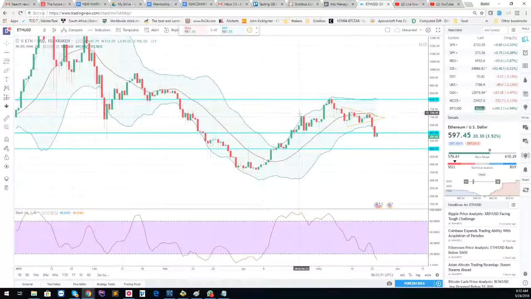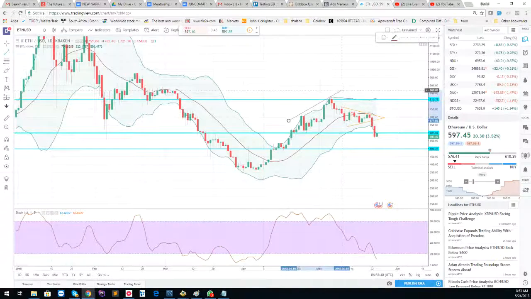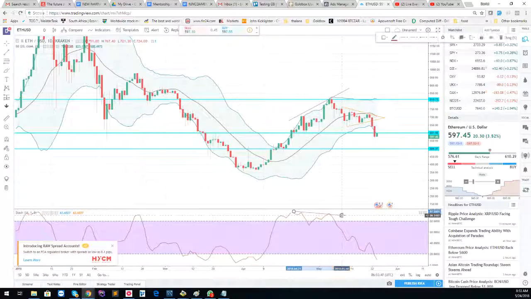If we look at the stochastic here on that peak and that one, there's a clear divergence. So now we've got a line like that from peak to peak, and a line like this from peak to peak. We see there's a divergence between the stochastic and the price movement of the chart, which is now our second indication that the market is slowing down and a potential reversal is in play.